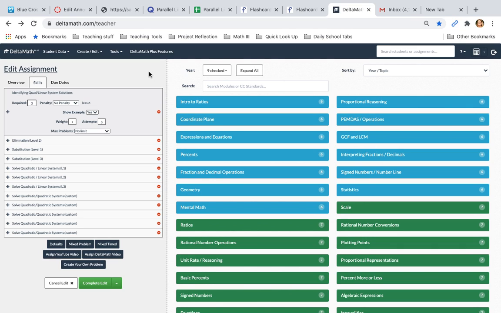Hello! In this video, I will be instructing you on how to solve a system of equations. So if we take a look at the Delta Math assignment today, we are going to be doing all of this on Desmos and then entering the answers into Delta Math.